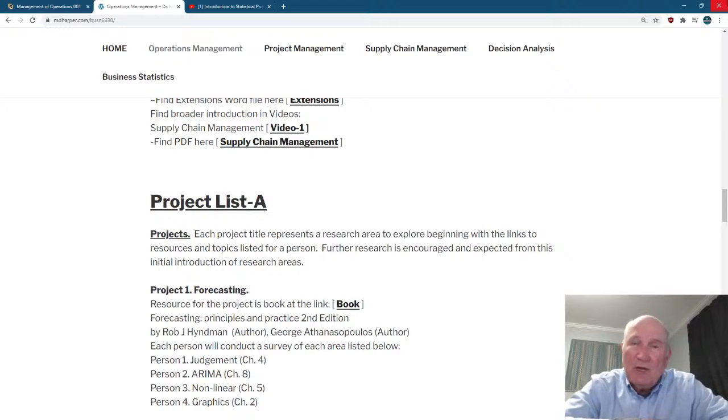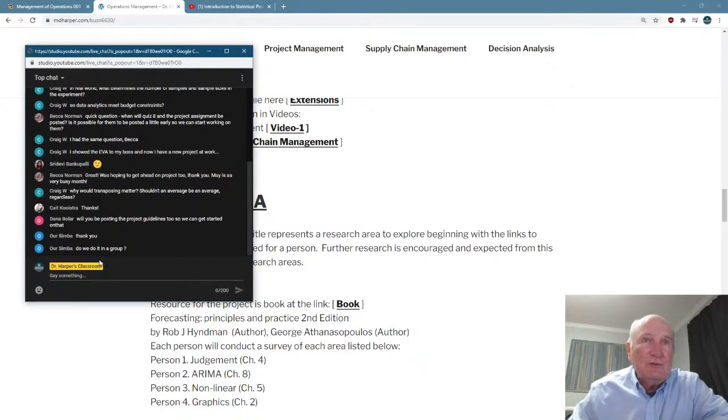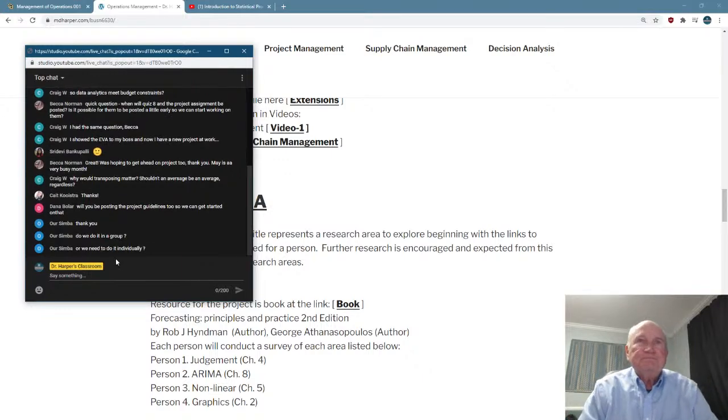Do we do it in a group? No. Well, Simba, our Simba. Do we do it in a group? Good question. You can do it in a group, but each person must do a project individually.